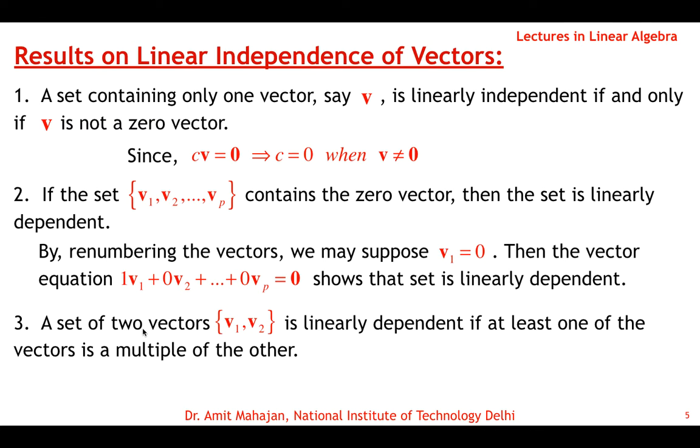Third, a set of two vectors v1 and v2 is linearly dependent if at least one of the vectors is a multiple of the other. If v2 is a multiple of v1, then the set is a dependent set. If v1 is a multiple of v2, the set is a dependent set. So if at least one of the vectors is a multiple of the other, then the set is a linearly dependent set.